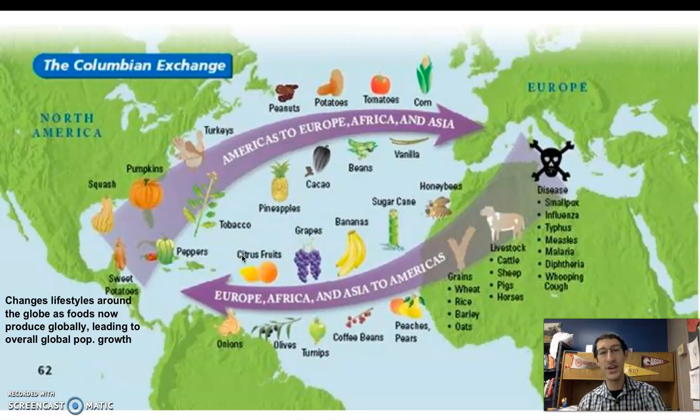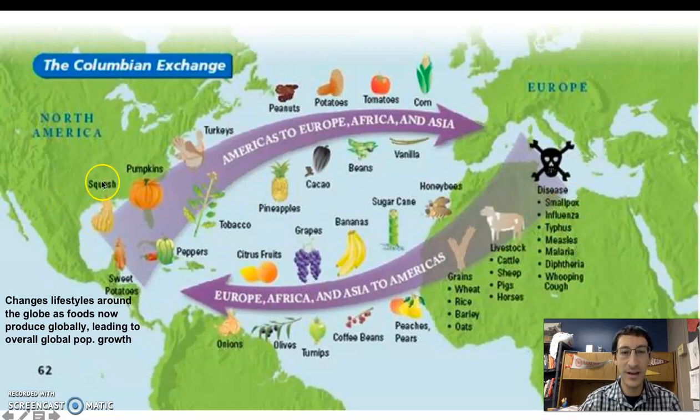So with the Columbian exchange, this is the stuff once the Americas are found by Europe, having existed on their own for thousands of years. And so here's the stuff that is brought over to the Americas from Europe, so from Europe, Africa, and Asia. So you can think in terms of livestock, the wheats and grains, as well as the diseases. That's unfortunate too. But also the other things that are brought in, onions, olives, turnips, coffee beans, things of that nature, brought over from Afro-Eurasia over to the Americas.